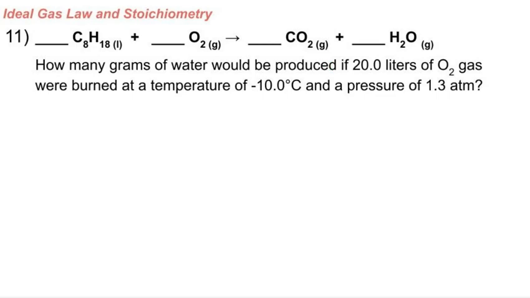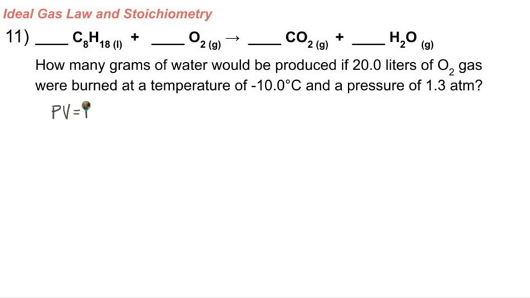So we're actually going to have to start using the ideal gas law to figure out the number of moles of O2 gas, and then after we use the ideal gas law to determine n, we can convert our number of moles of oxygen to a number of grams of our product water. So let's start out using the ideal gas law.